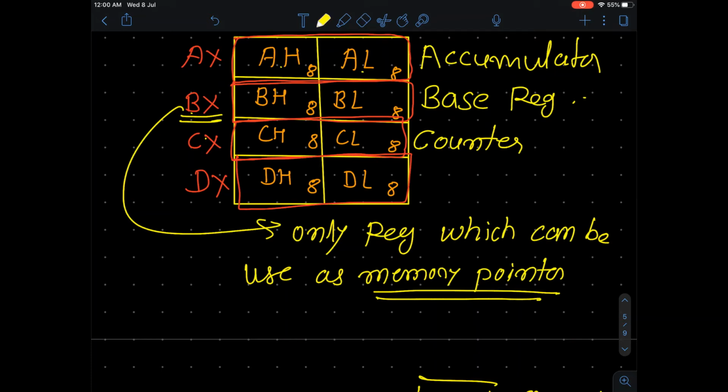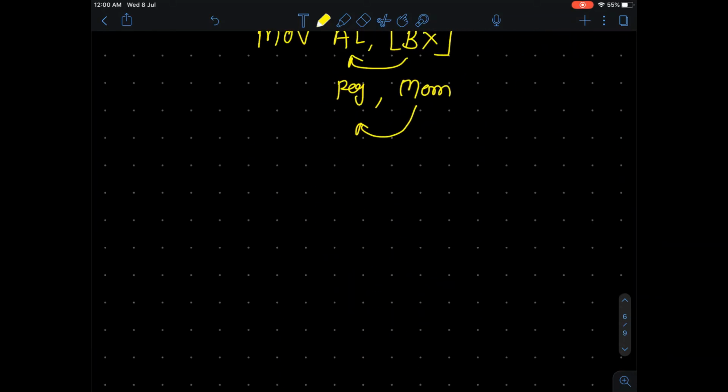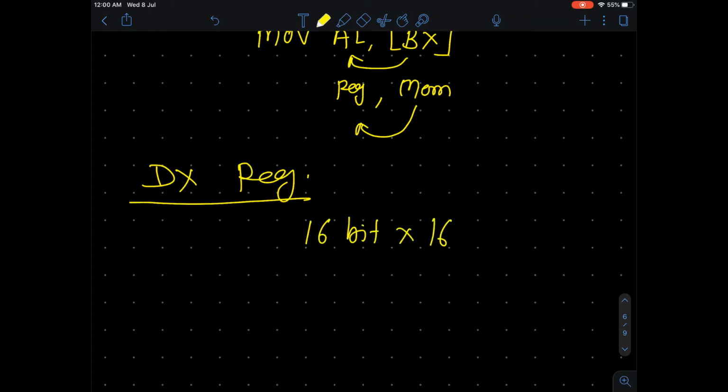Next is the DX register. This DX register is also called the data register. What is the special purpose of the DX register? The DX register is used in operations such as multiplication. When there is a 16-bit by 16-bit multiplication, the product is 32-bit.